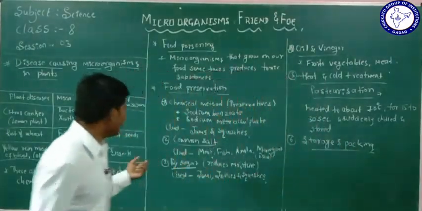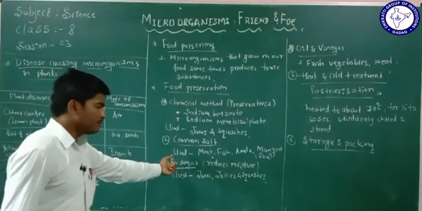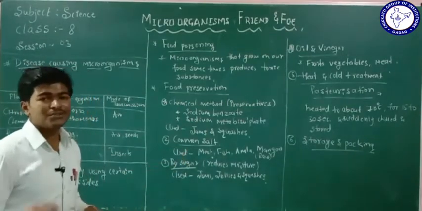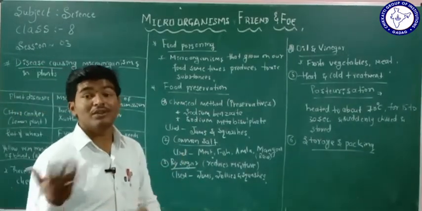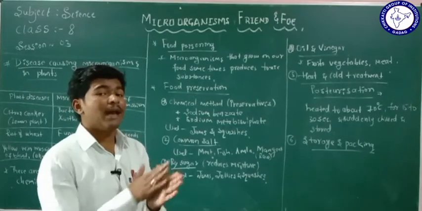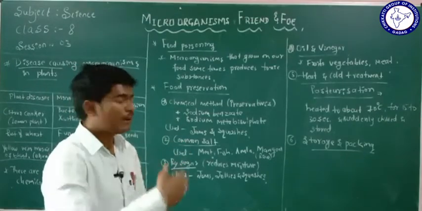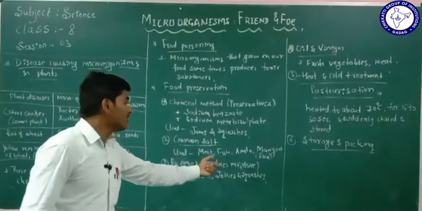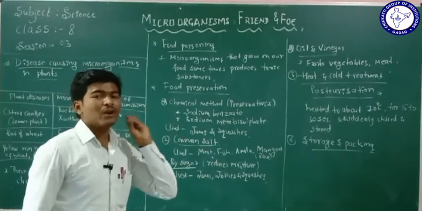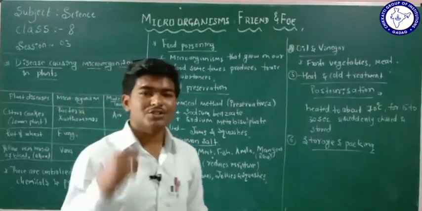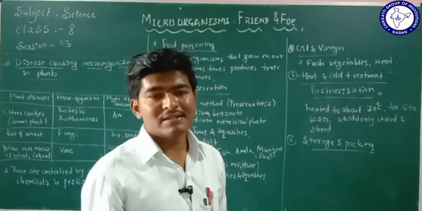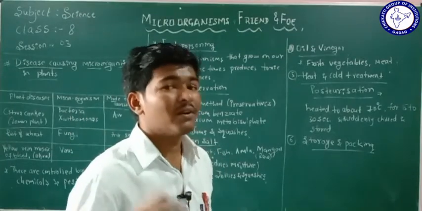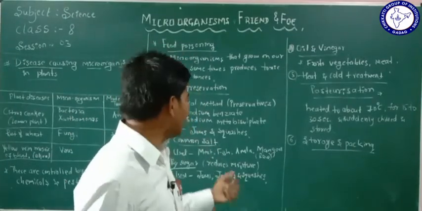And another one is sugar. We add some sugar to the food material, or we apply some sugar to the food material. Why? Because sugar reduces the moisture. One of the important environmental conditions helpful for the growth of microorganisms is nothing but moisture.